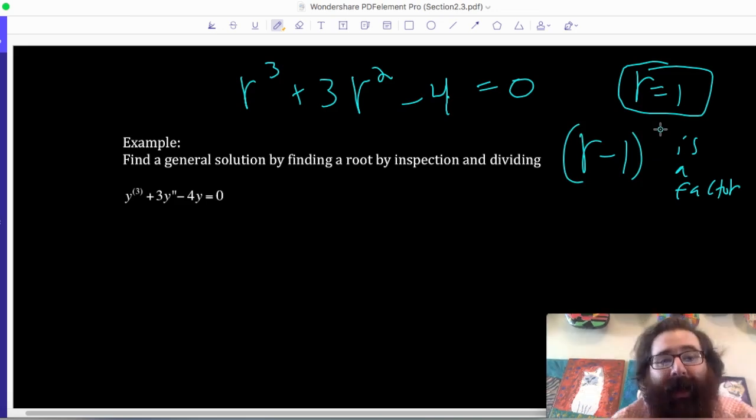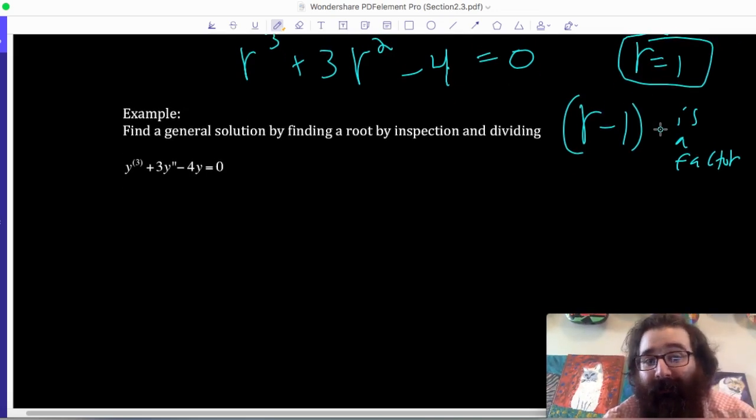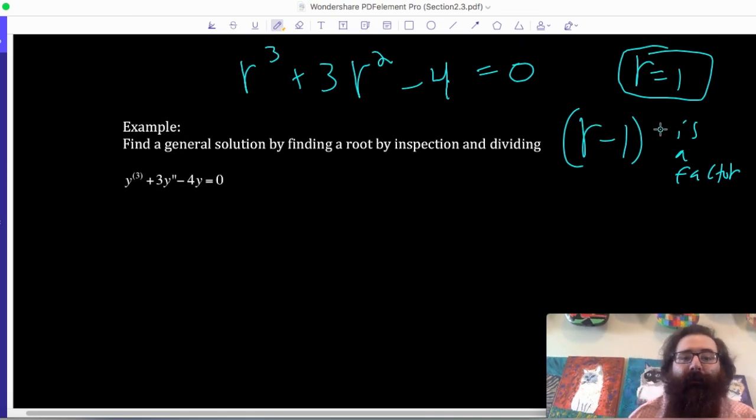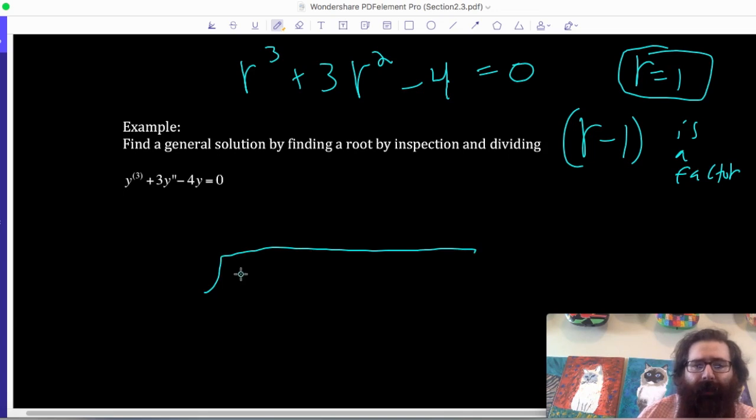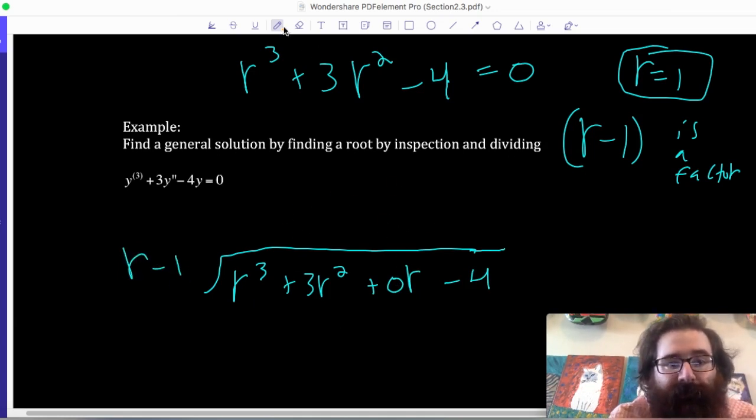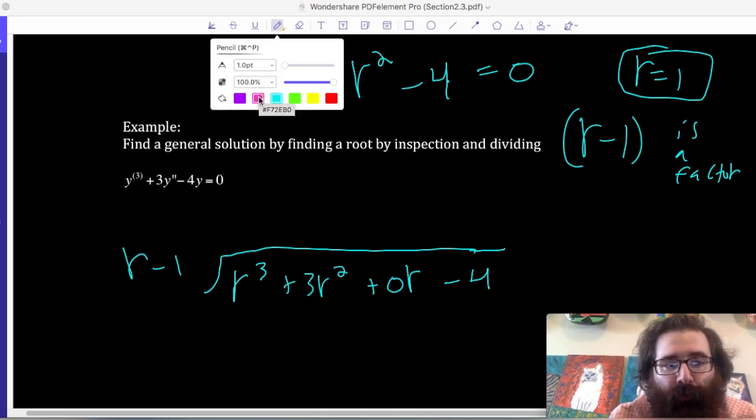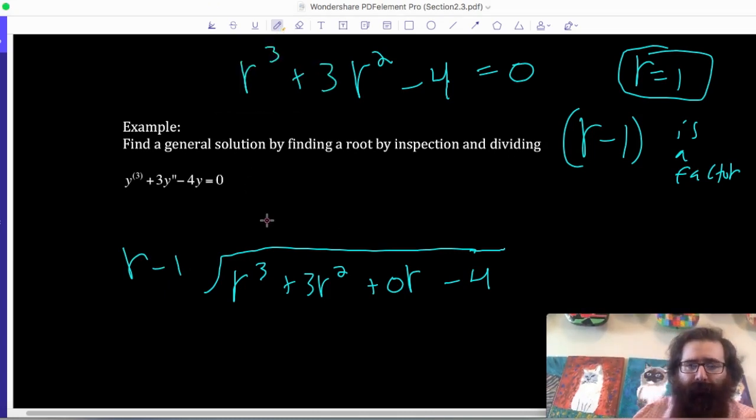So now that I know a factor, what I can do, and I think you're going to like this a lot, is I can do polynomial division. So I want to take my r cubed plus 3r squared, I would write in a 0r since it's missing. I want to have space for it. Minus 4. And this is my dividend. I want to divide by my divisor, r minus 1. And I want to find my quotient as a result of this. Let me know on the discussion board if you like division of polynomials.